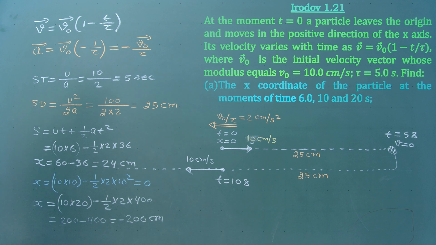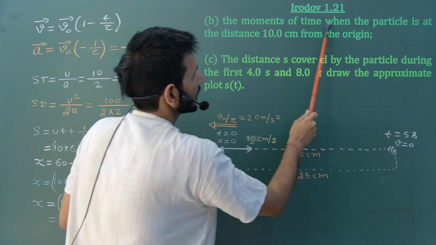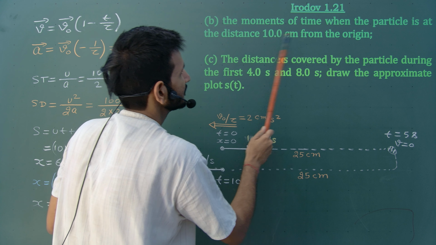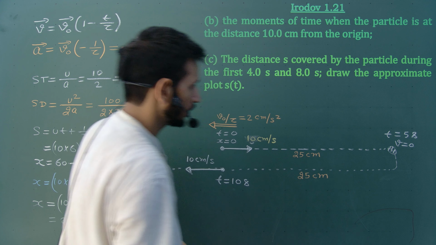Now there are two other parts also in the question. The moment of time when the particle is at a distance 10 centimeter from the origin. So this is the origin, and 10 centimeter means at this position. At this position, the particle will be at two times: one while going in the forward direction and one while going in the backward direction. So we have to calculate both times t1 and t2. How can we calculate? The same formula we can apply, s equal to ut plus half at square.